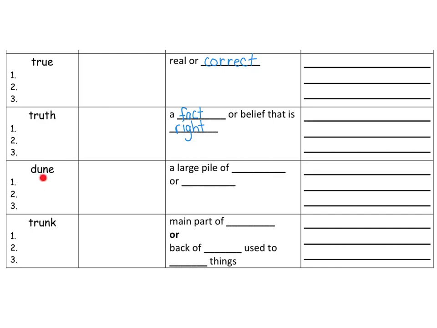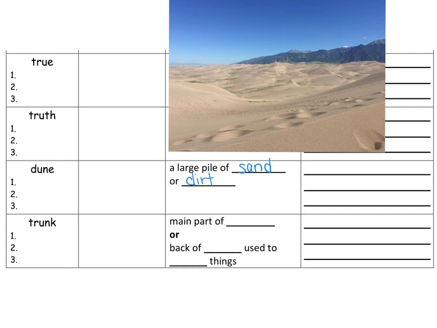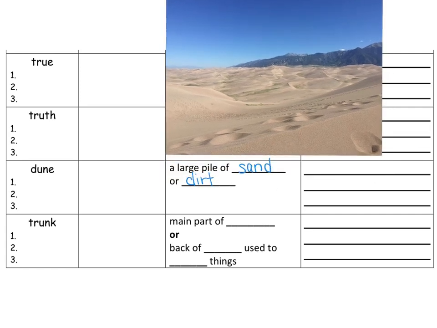Next word, dune. Dune. A dune is a large pile of sand or something else. So a dune is when there is a bunch of sand or dirt. So here is a picture that I took, and this is from the Great Sand Dunes National Park. It's actually here in Colorado. Down by the mountains, there is this random spot that has lots and lots of sand dunes, and you can see these are actually really tall.